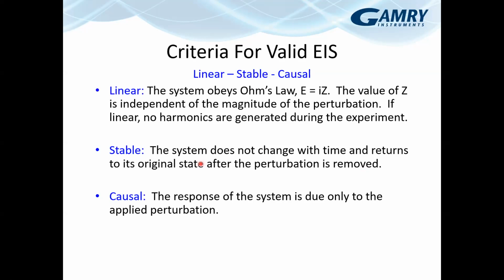Stable means that the system does not change within the time frame of the experiment, and that after the perturbation has been removed, it goes back to its original state. The last one is causal. Causal means that the response we're getting is only due to the perturbation that we're applying, that there are no other processes or things happening that are affecting the response that we're seeing.